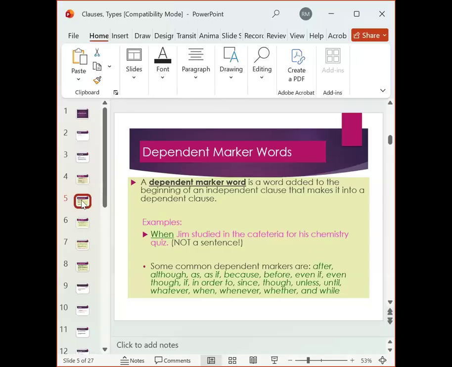Okay. So the items in red, Jim studied in the cafeteria for his chemistry quiz, is a complete independent clause. But immediately we attach when, which is the dependent marker, to it, the structure becomes dependent.